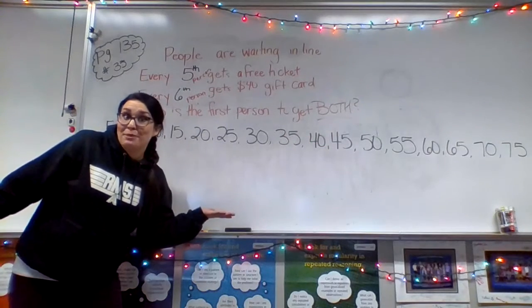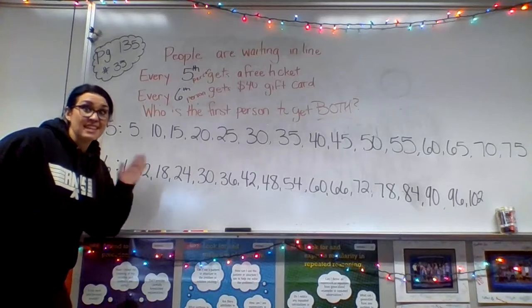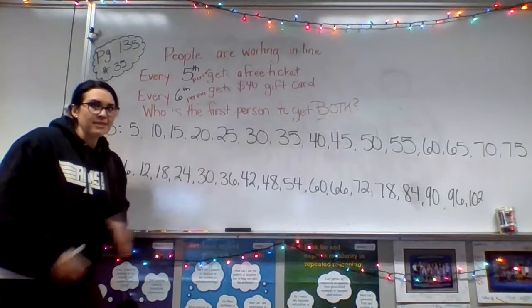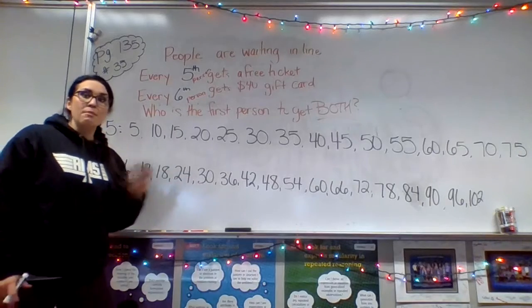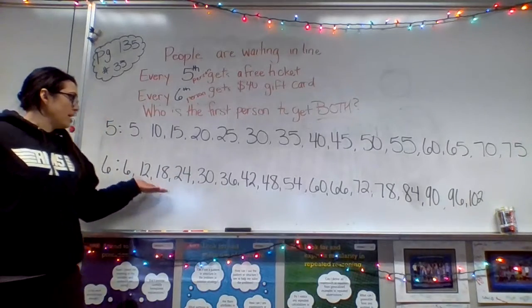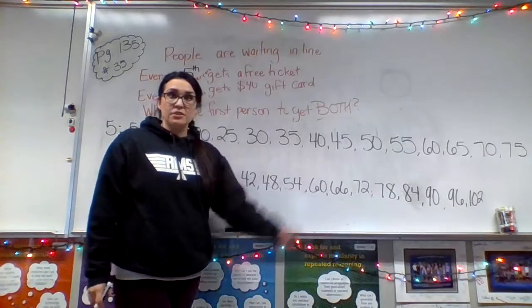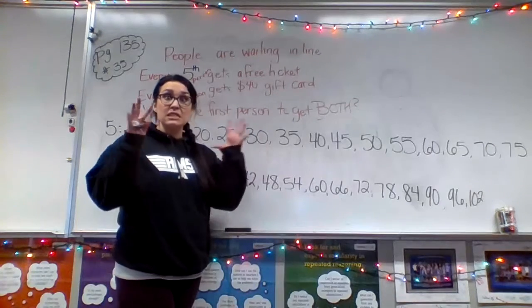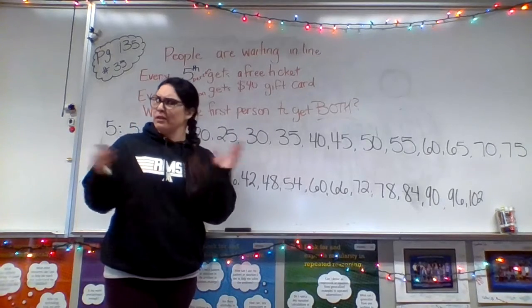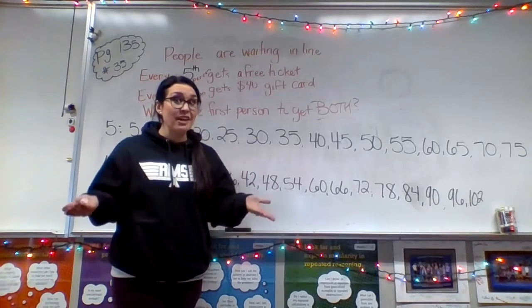All right, now let's look at the multiples of 6. All right, and so now here are the multiples of 6. Again, just like with 5, these are not all of the multiples of 6. This is just a small sample, right? But multiples of 6, we have 6, 12, 18, 24, 30, 36, 42, 48, and so on. So now what we're looking for, my friends, is what's the smallest multiple or the least common multiple that both 5 and 6 have in common.